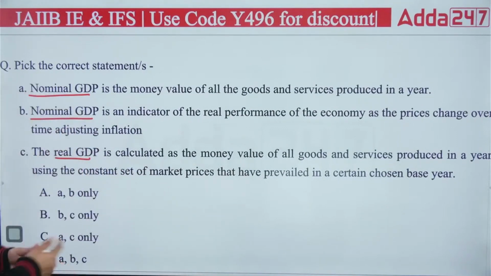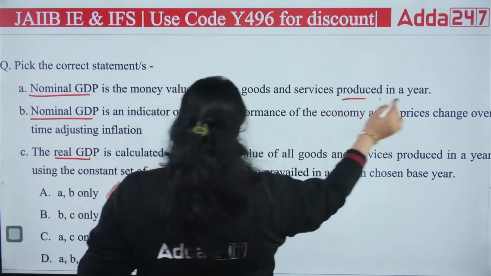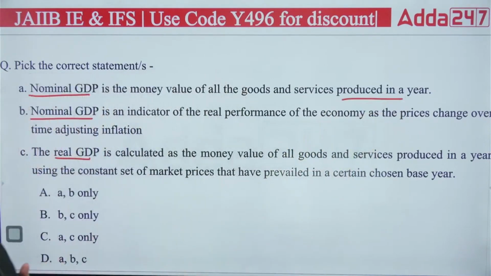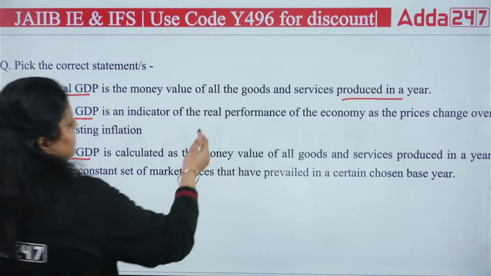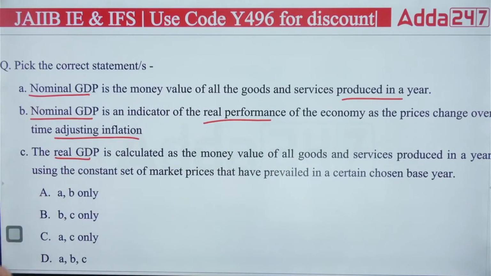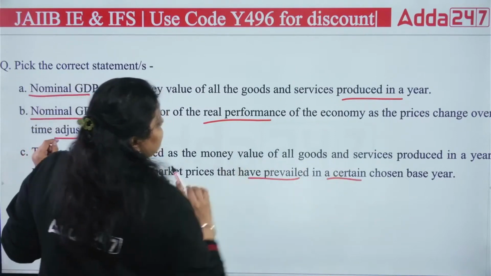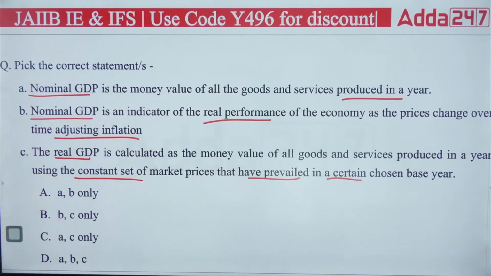So first is saying nominal GDP is the money value of all goods and services produced in a year. Second is saying nominal GDP is the indicator of real performance of an economy as prices change over time, adjusting the inflation. Third, real GDP is calculated as the money value of all goods and services produced in a year, using the constant set of market prices that have prevailed in a certain chosen base year. So out of these, which of the following is correct? A, B, C or D?